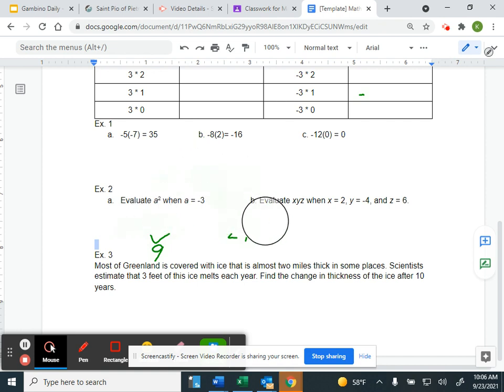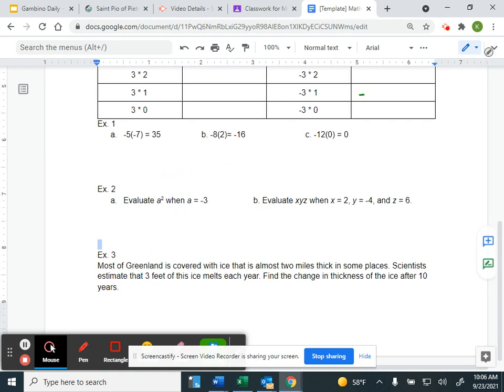All right, our homework for today was example 3. Most of Greenland is covered with ice that is almost 2 miles thick in some places. Scientists estimate that 3 feet of this ice melts each year. Find the change in thickness of the ice after 10 years. So in 1 year, it melts 3 feet.